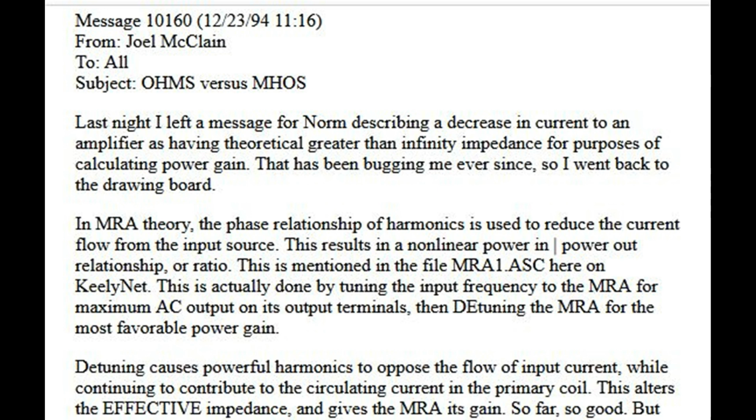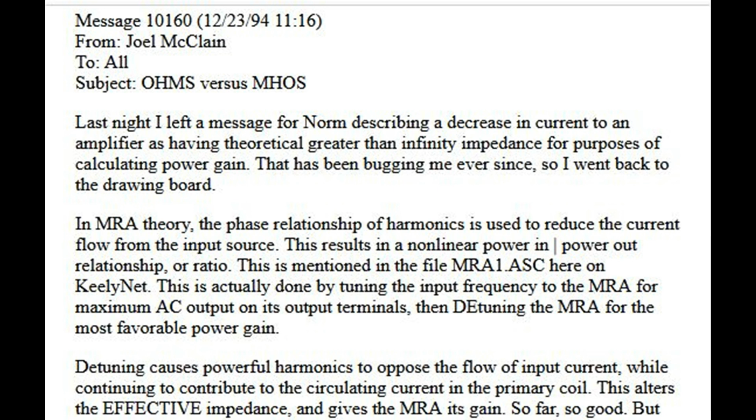Message 10160, December 23, 94, 11:16. From Joel McLean to All. Subject: Ohms versus Mhos. Last night I left a message for Norm describing a decrease in current to an amplifier as having theoretical greater than infinity impedance for purposes of calculating power gain. That has been bugging me ever since, so I went back to the drawing board. In MRA theory, the phase relationship of harmonics is used to reduce the current flow from the input source. This results in a nonlinear power in, power out relationship, or ratio.